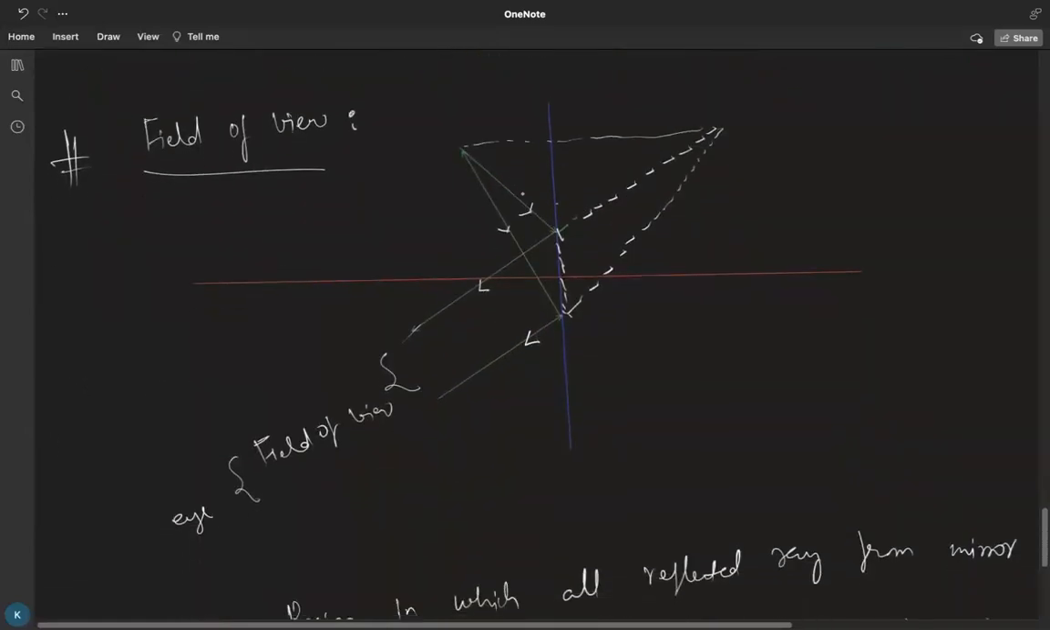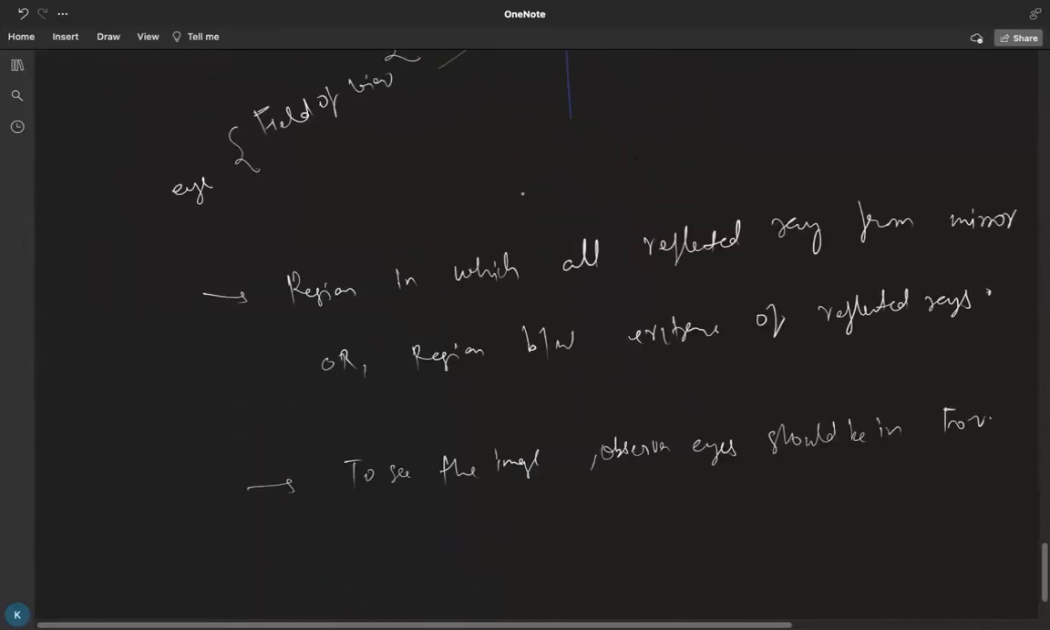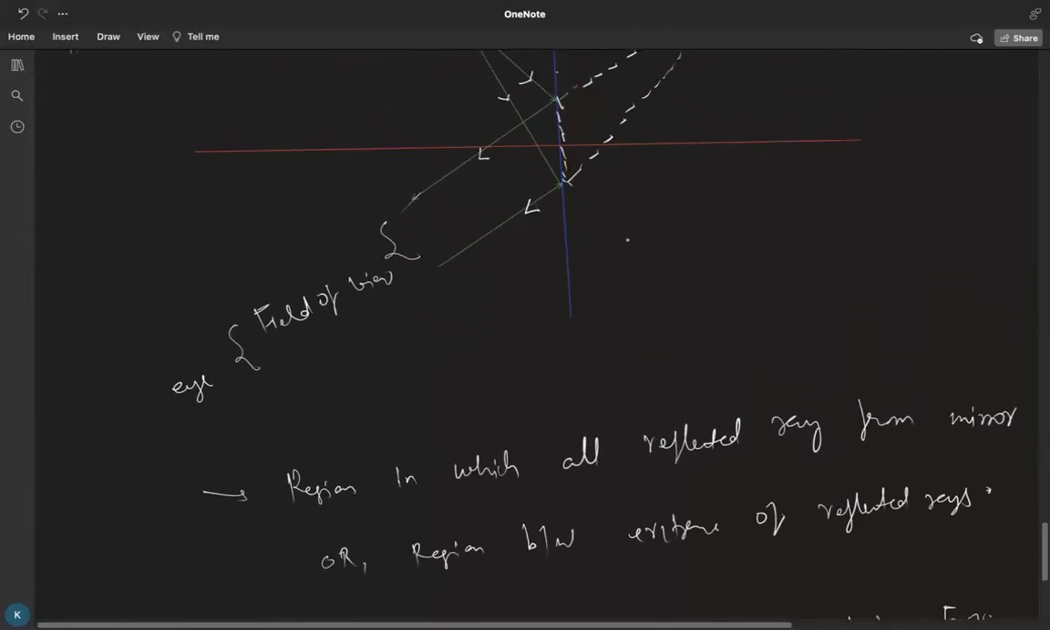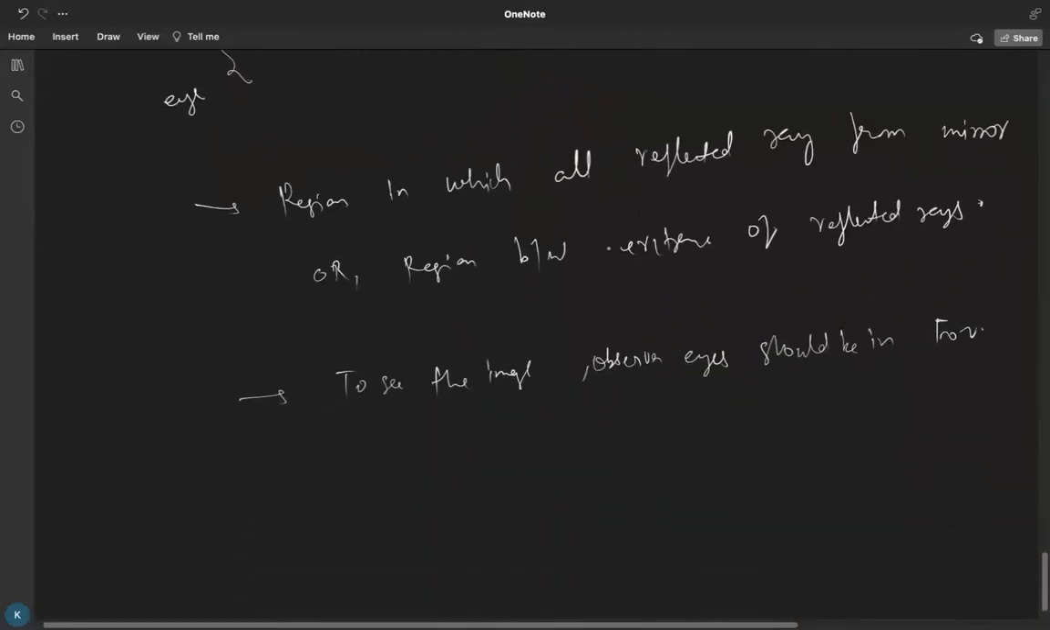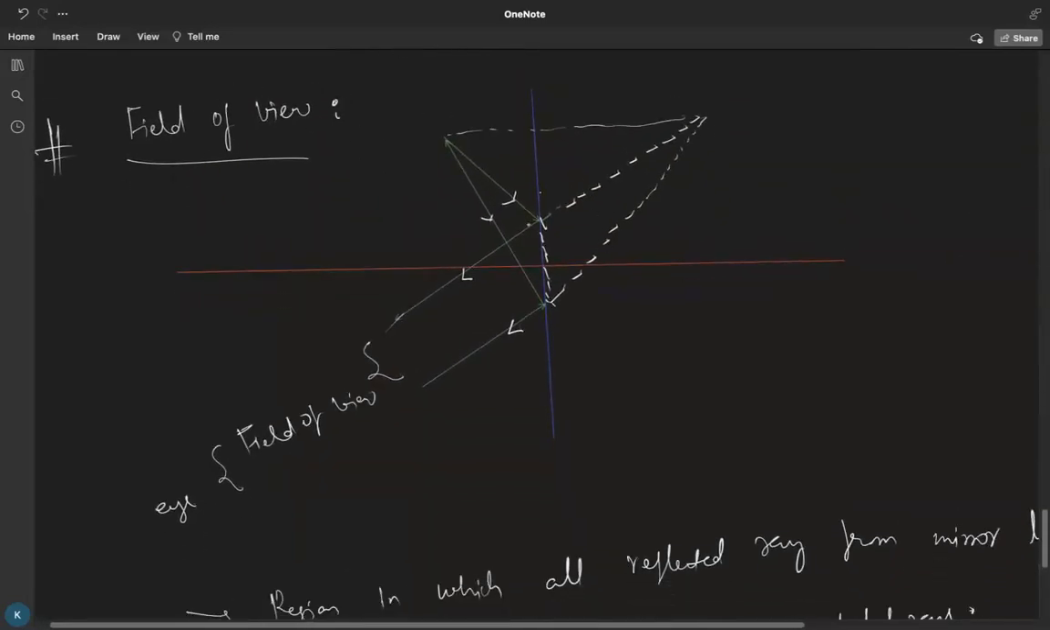The next thing is field of view. So what is field of view? Field of view is the region where the observer should be to look at the image, right? It is defined as the region in which all reflected rays from the mirror lie, or the region between the extremes of reflected rays. And the condition to see the image is that the observer's eyes should be in the field of view. And you all know that this distance is equal.